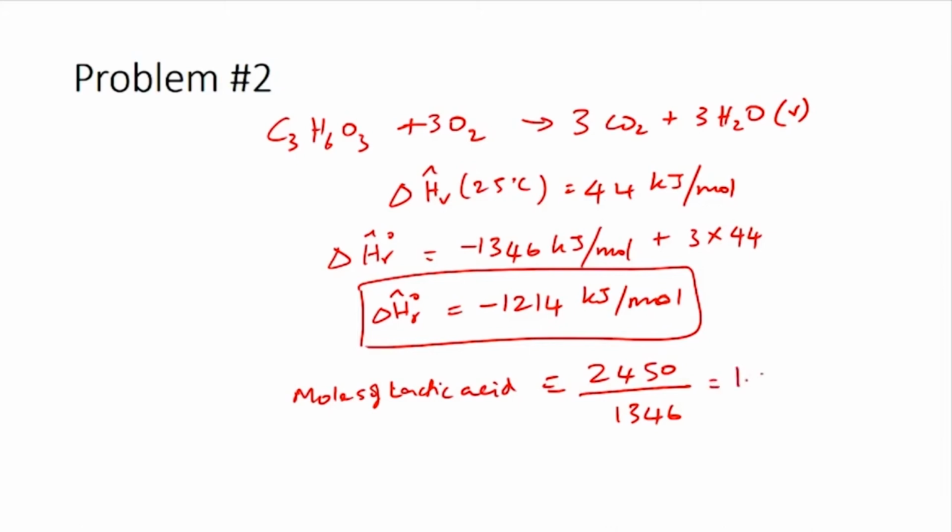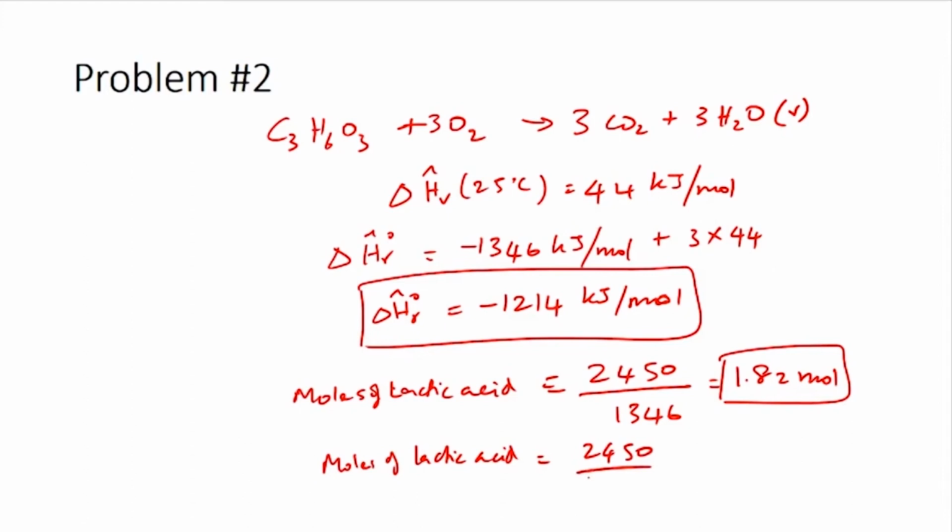This would give us a value of 1.82 moles. So, if we have liquid water as the final combustion product, then we would have 1.82 moles of lactic acid burnt. If it were water vapor in the final product, then the equation would be 2450 divided by 1214, which would be roughly 2.02 moles.